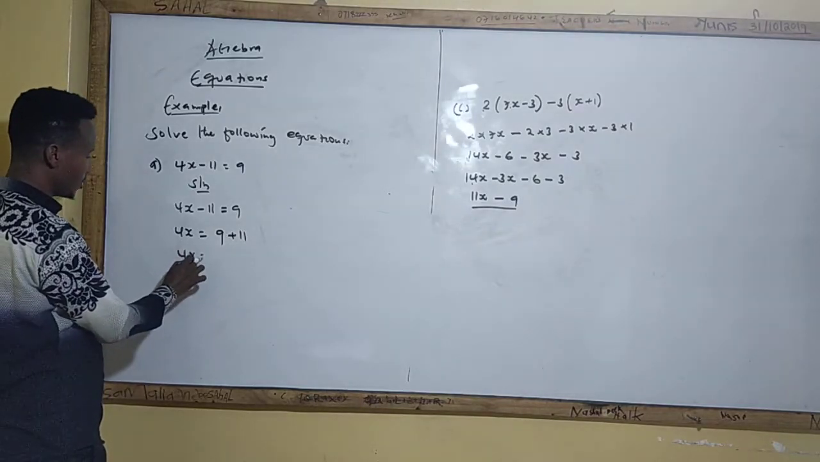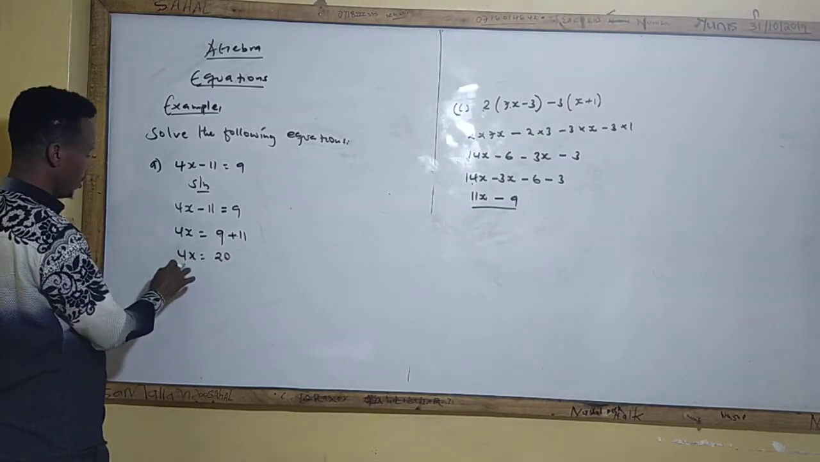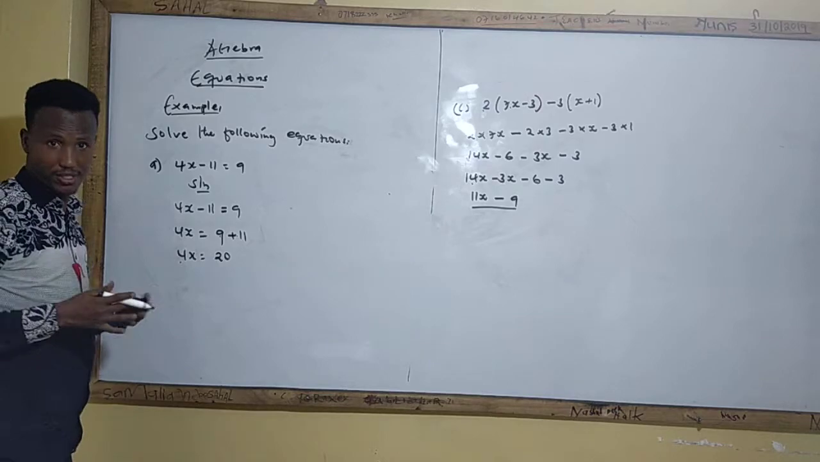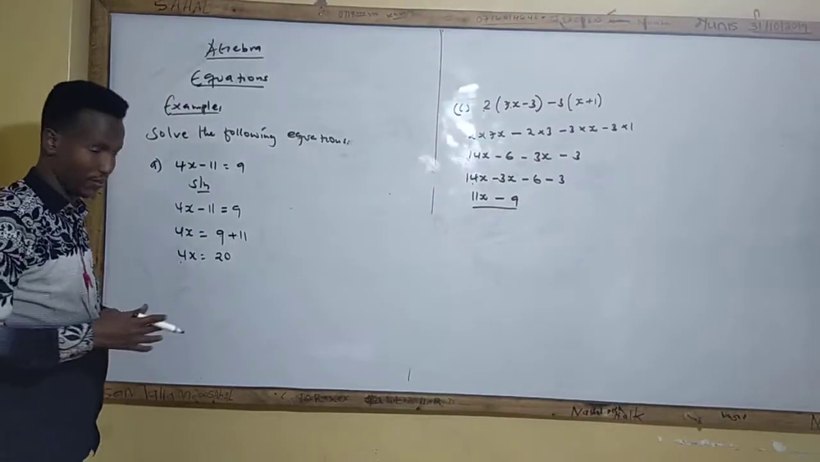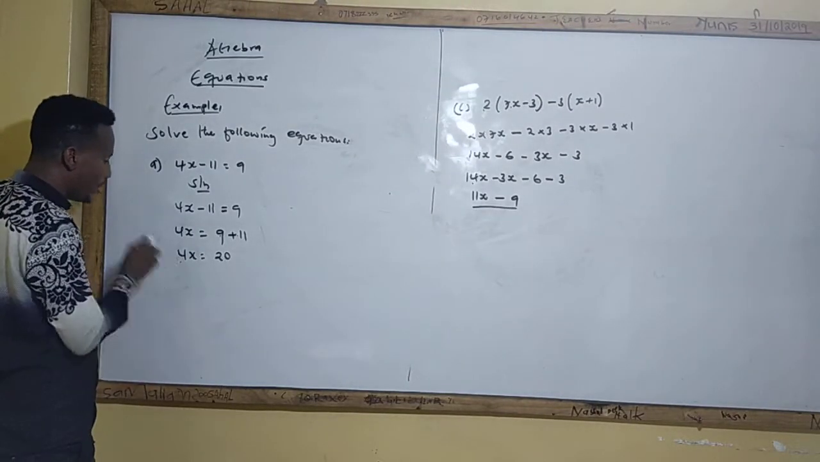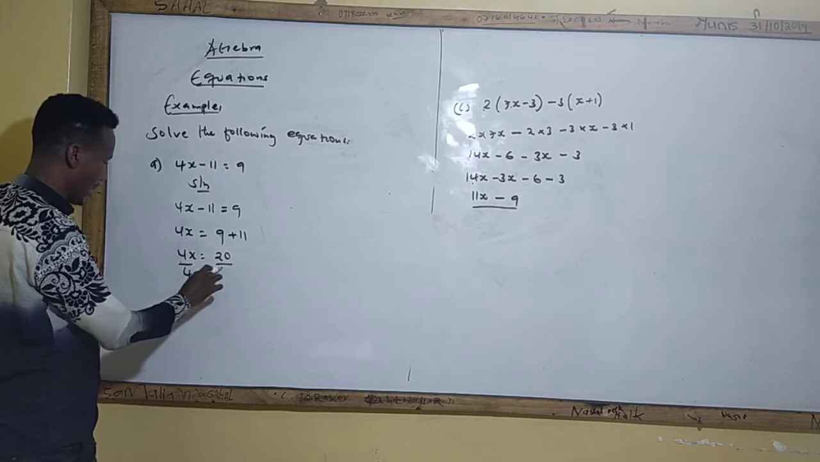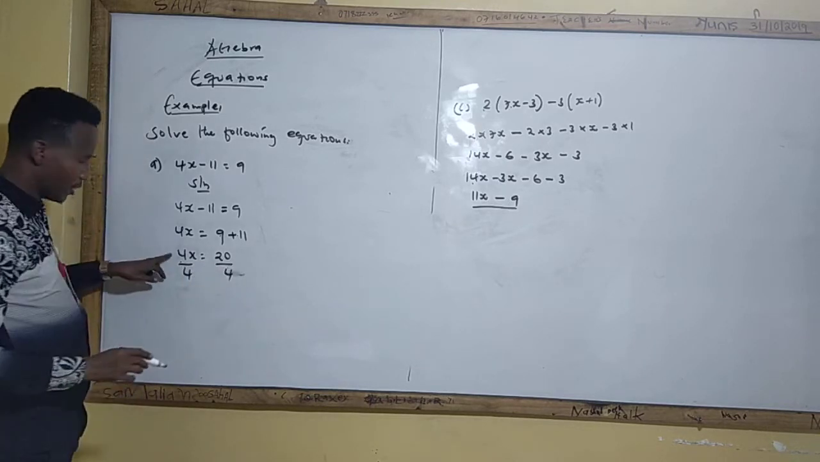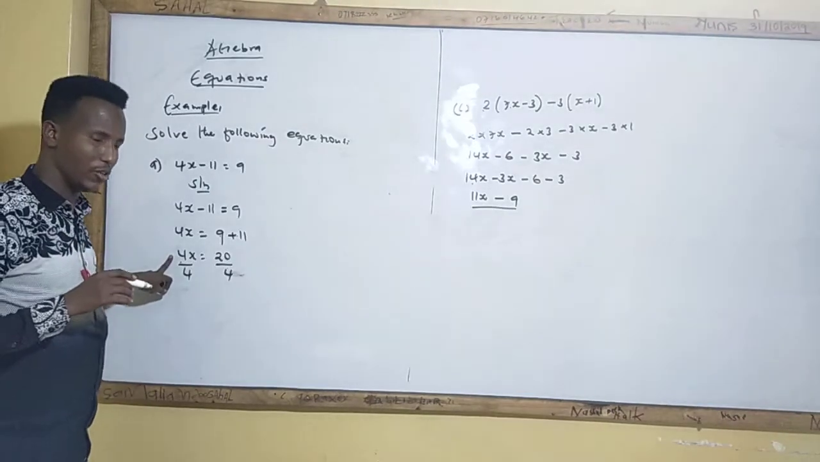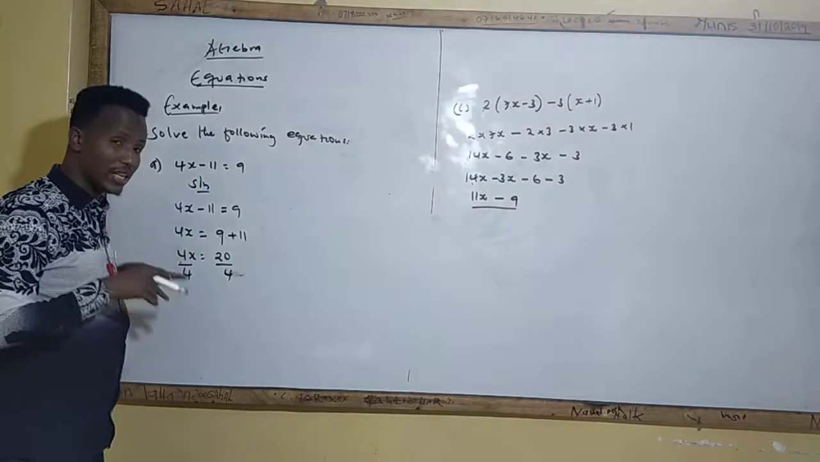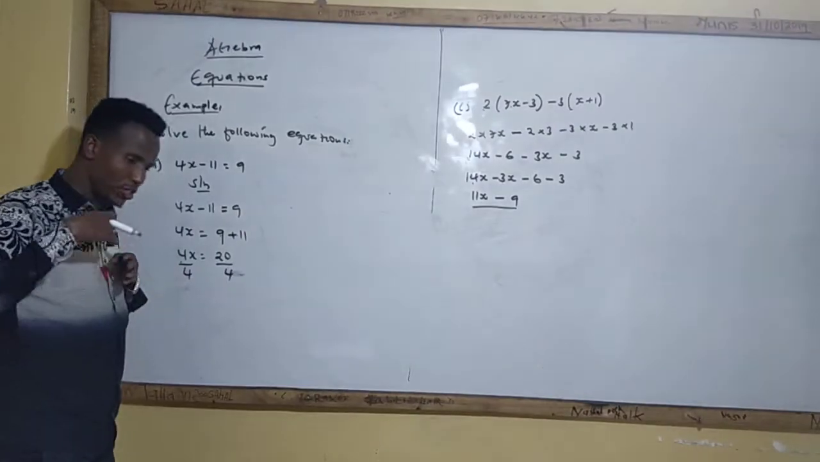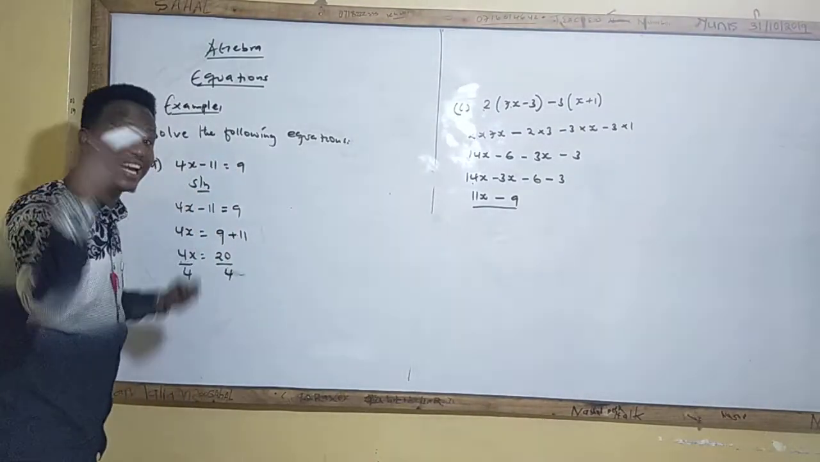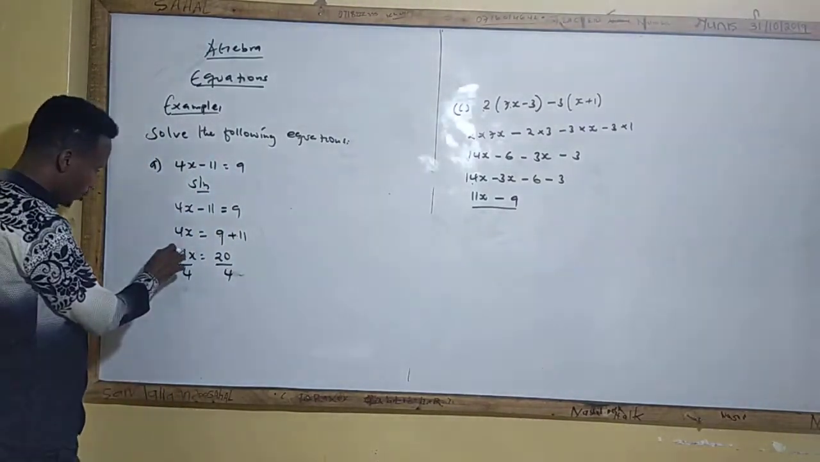So we'll have 4x is equal to, add these two, 20. 11 plus 9 is 20. Then we want to get the value of x, yeah? We divide both sides by the coefficient of x, yeah? The number which is attached to x. This number is called the coefficient of x, okay? So we will divide both sides of the equation by the number which is preceding x, yeah? The number which is attached to x, yes, understand? So cancel this one.